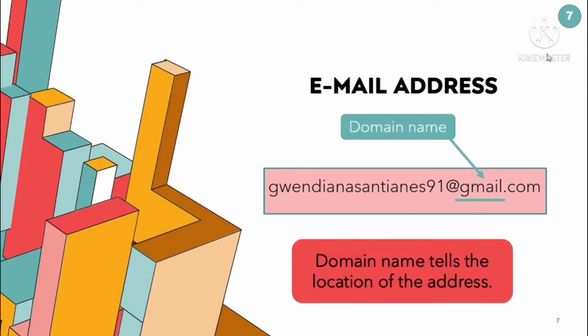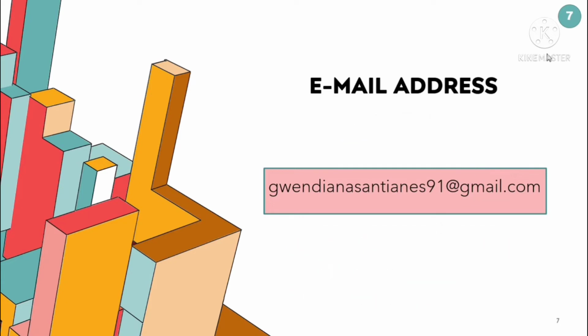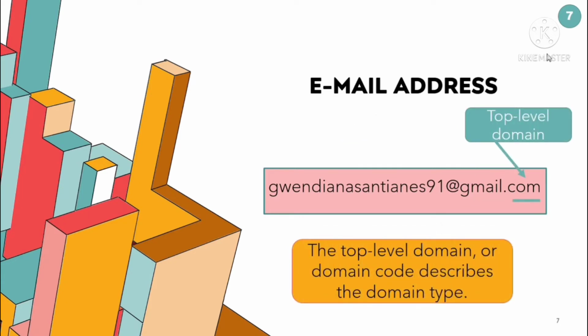Next is the domain name. It is located after the @ symbol, which tells the location of the address. And lastly is the top-level domain. Top-level domain or domain code describes the domain type.